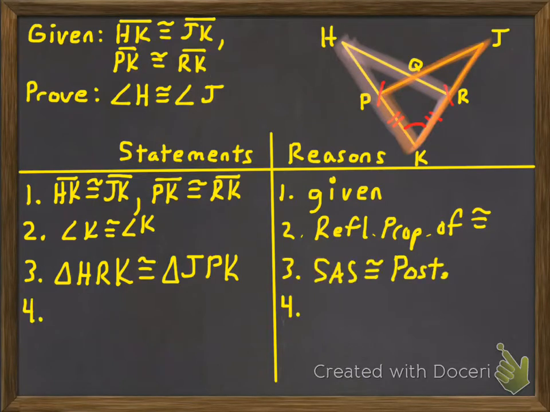Alright, now again, why do we care about proving those two triangles are congruent? Because that wasn't our main goal. Well, since angle H and angle J are corresponding angles of those congruent triangles, we now have enough evidence to conclude that angle H is congruent to angle J. And the reason that they're congruent is because they are corresponding parts of congruent triangles. So CPCTC, corresponding parts of congruent triangles are congruent, is our justification.